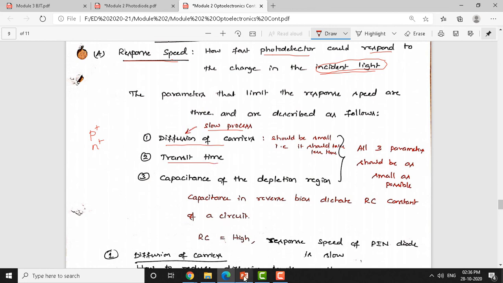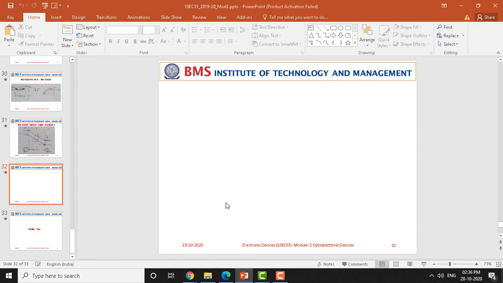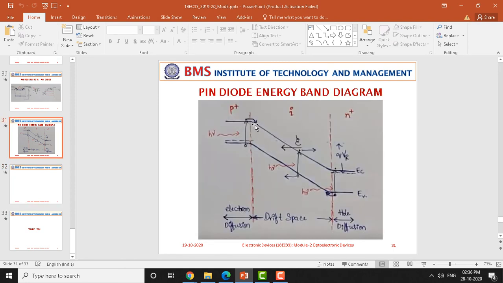If you look at this PN junction energy band diagram here, this is the transit time. How much time an electron takes to move from the edge of this depletion region, that's the p plus side edge of the depletion region, to the n plus edge of the depletion region? That is called the transit time. So, it all depends on the depletion width. If the depletion width is longer, definitely the electron will take more time, and the transit time will be very high.